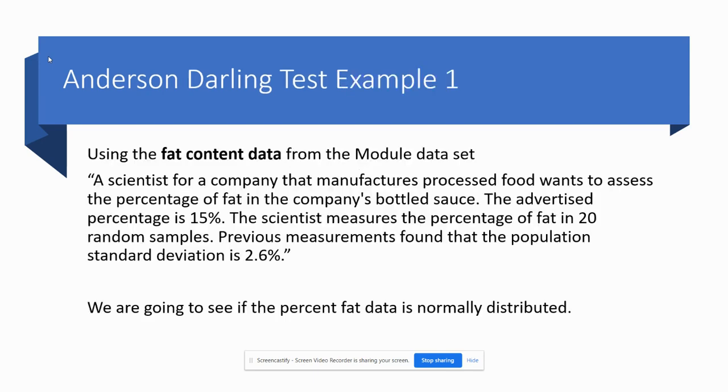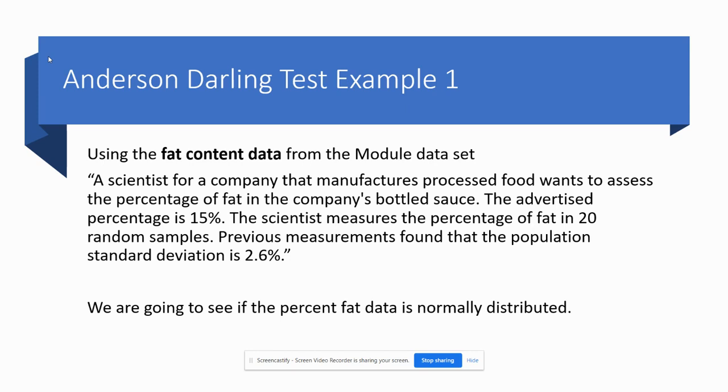So we're going to use the fat content data. We saw that again in module 1, but I'm bringing it back for this one. So a scientist for a company that manufactures processed foods wants to assess the percentage of fat in the company's bottled sauces. The advertised percentage is 15. The scientist measures the percentage of fat in 20 random samples. The previous measures found that the population standard deviation is 2.6%.